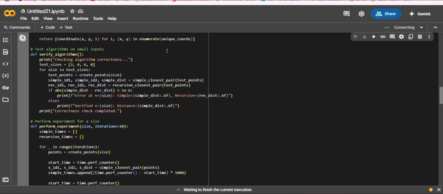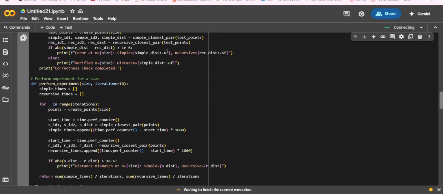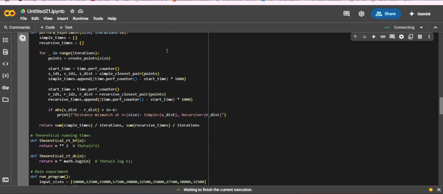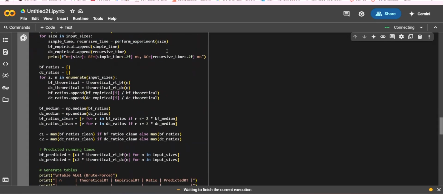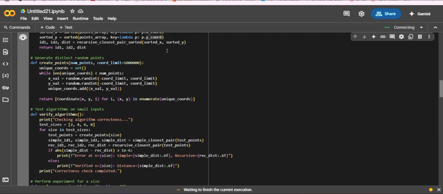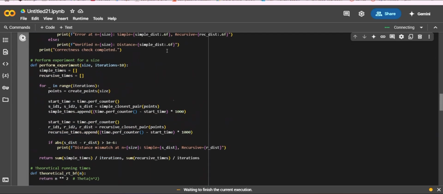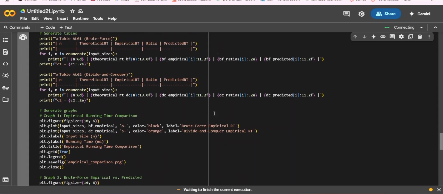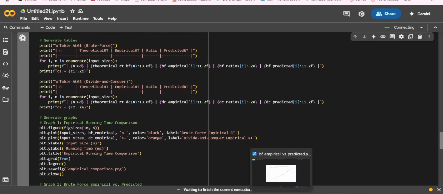Hi guys, today I'm going to demonstrate the performance comparison between two algorithms that solve the closest pair of points problem. Algorithm 1 is brute force algorithm, algorithm 2 is divide and conquer. Here we can see all the code. After executing all the code, we can see the outputs.